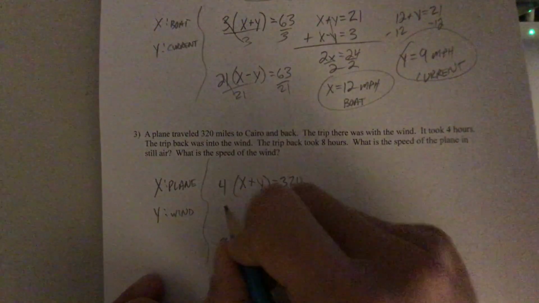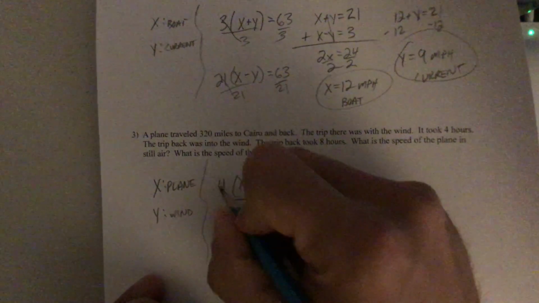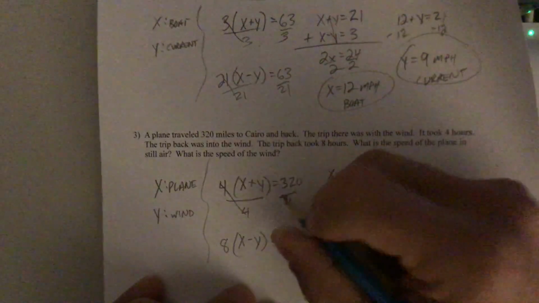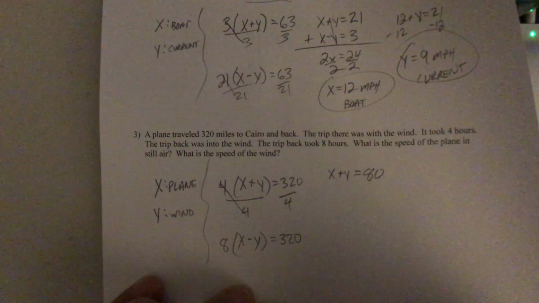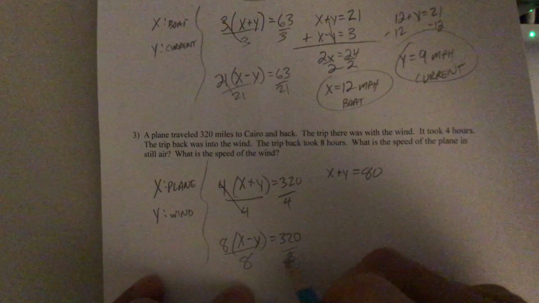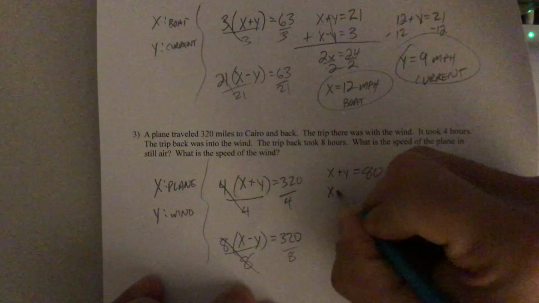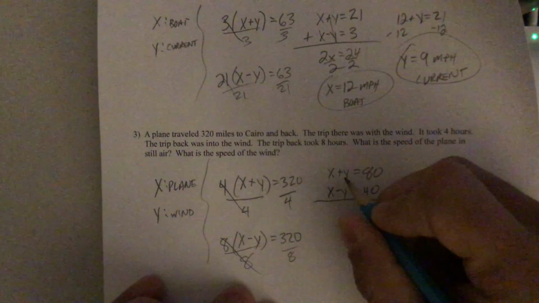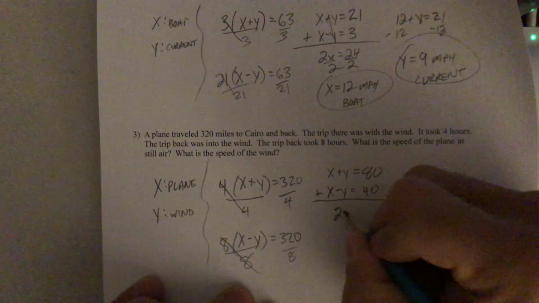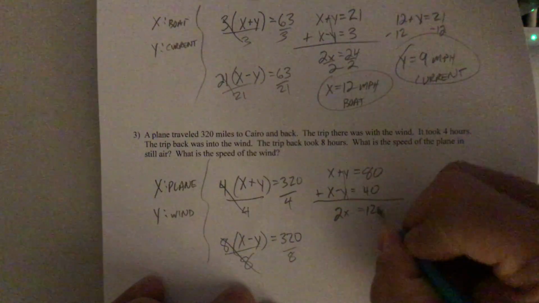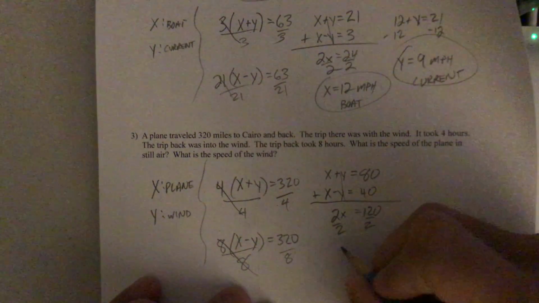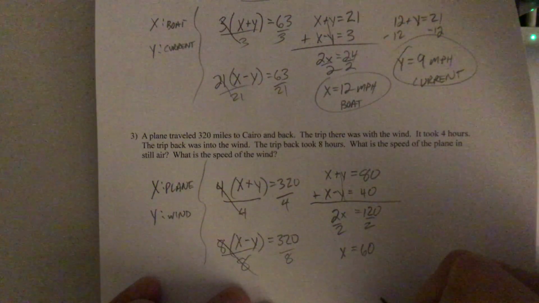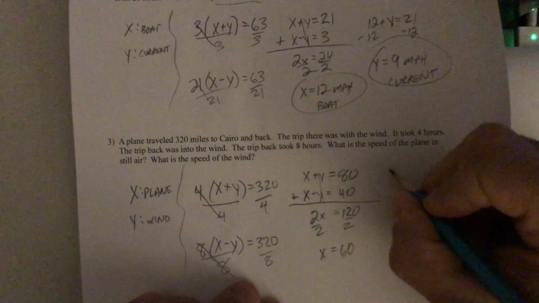Instead of distributing, I'm telling you, go the easy way. Divide both sides by 4. The 4's cancel. We get x plus y equals 320 divided by 4. That's 80. Love it. Here, you could distribute, but divide. The 8's cancel. We get x minus y equals 40. Hey, we're ready. Positive y, negative y, add these things and go. We get 2x, the y's cancel, equals 120. Divide both sides by 2. X equals 60.